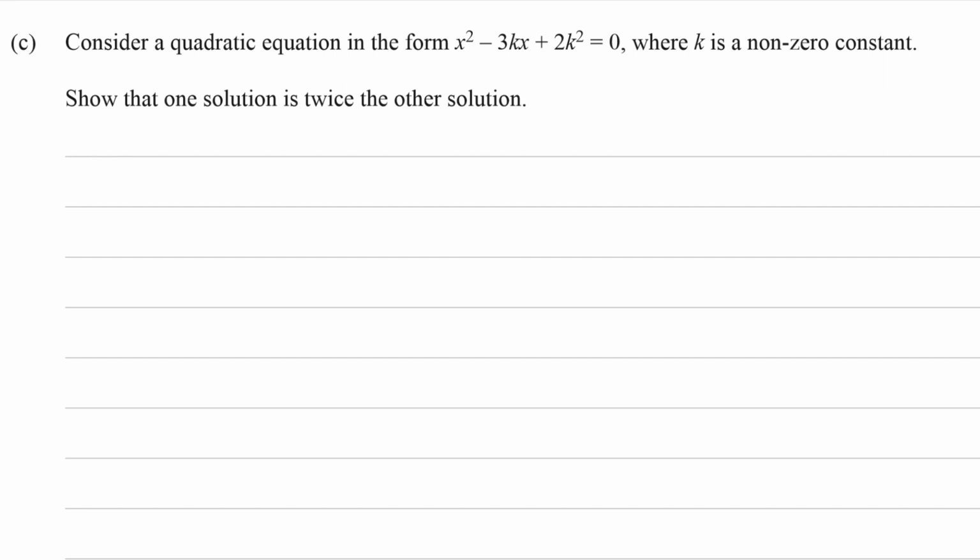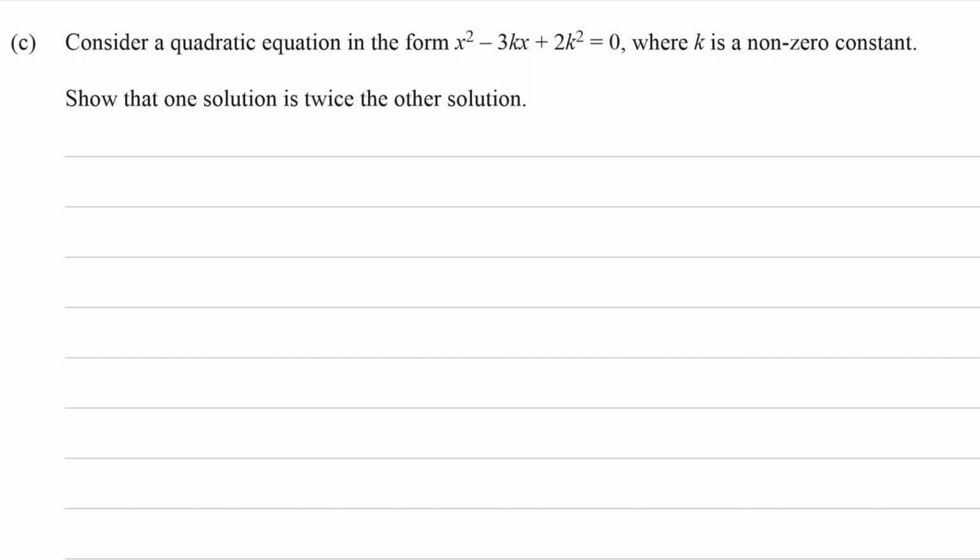Given a quadratic equation as x squared minus 3kx plus 2k squared equals 0, where k is a non-zero constant. Okay, so we have that unknown constant k in there. Well, we know it's not 0, but it could be anything else. And we're asked to show, for this quadratic, one of the solutions, or the roots, or the x-intercepts, is twice that of the other one.